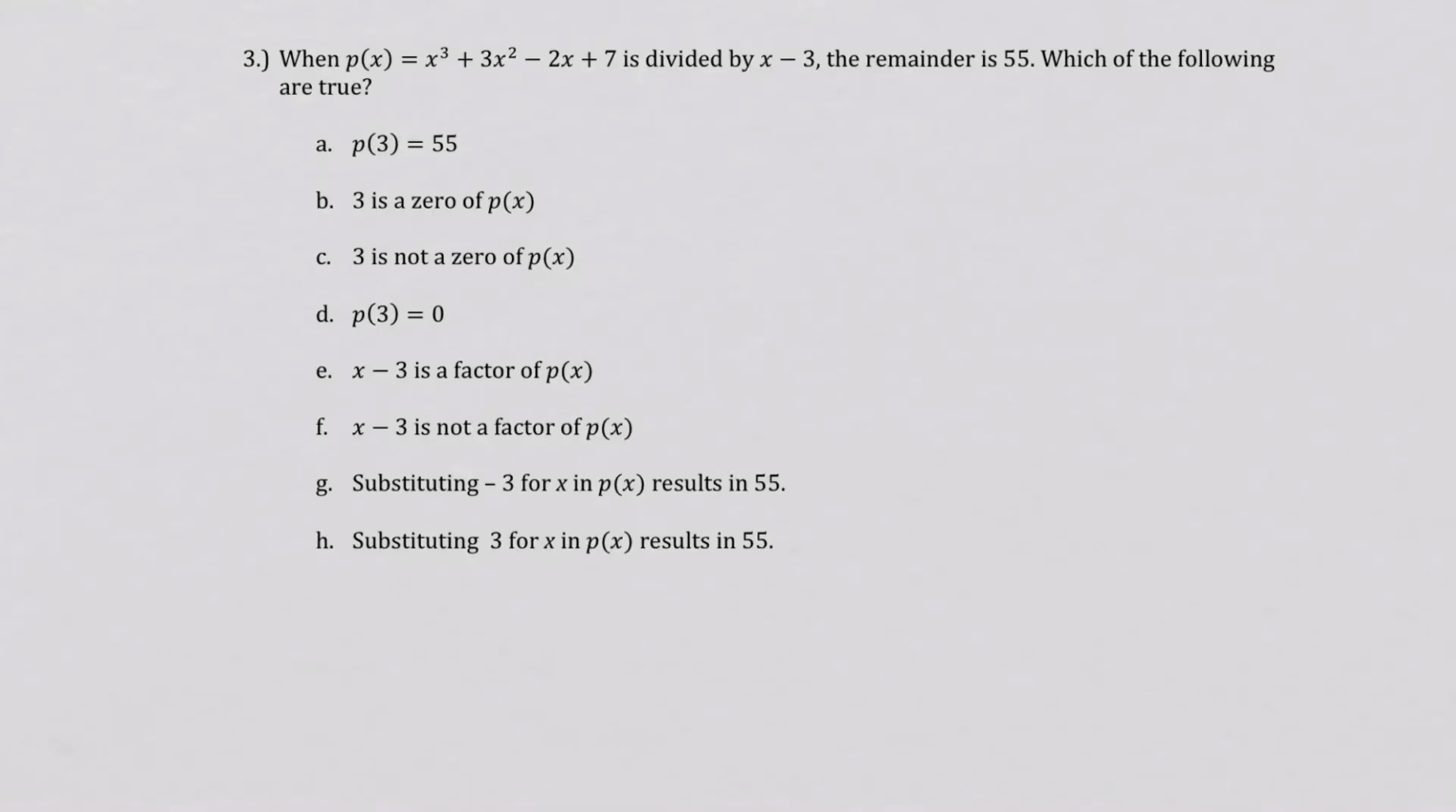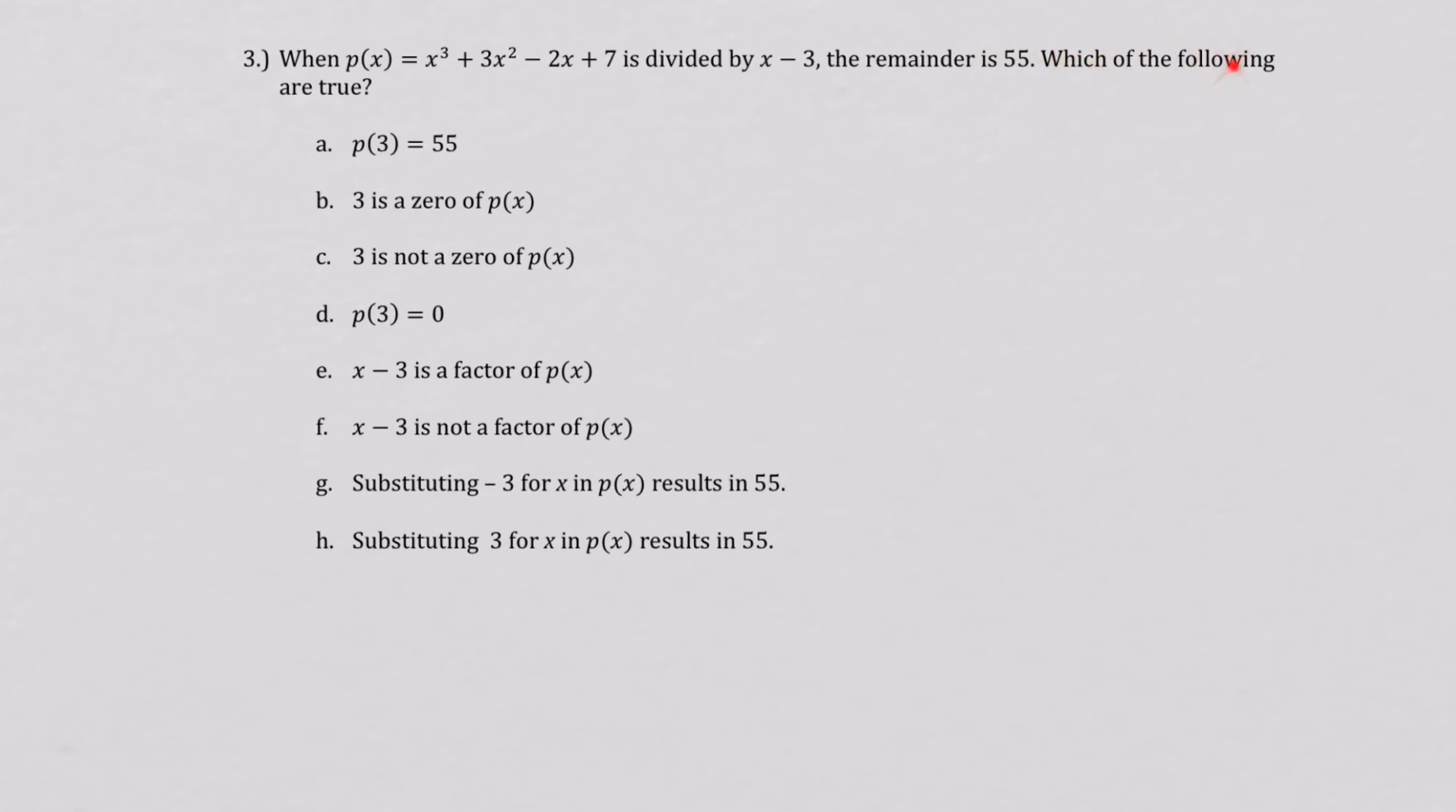All right, this is the last one I will do in this review. Okay, it says when p of x, the function p of x equals x cubed plus 3x squared minus 2x plus 7 is divided by x minus 3, the remainder is 55. You don't have to check that, although you could. You could go ahead and try to divide it and you'll see that the remainder is 55, but this is a fact that I'm telling you. When you divide that polynomial by x minus 3, your remainder will be 55.